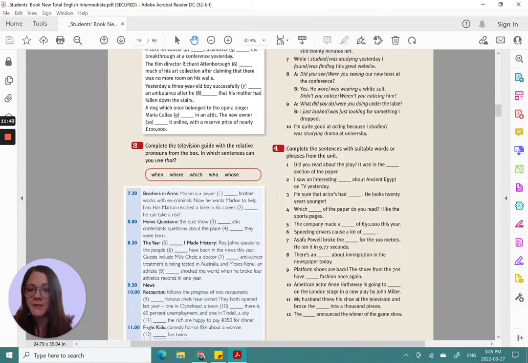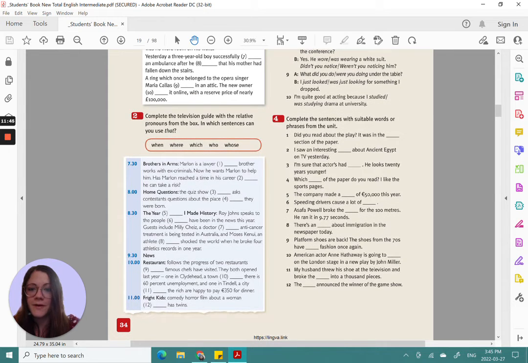For number 2, complete the television guide with the relative pronouns from the box. So this is our review of the defining relative clauses that we did in lesson 2.1. So you are just filling in the blanks with the correct pronoun.